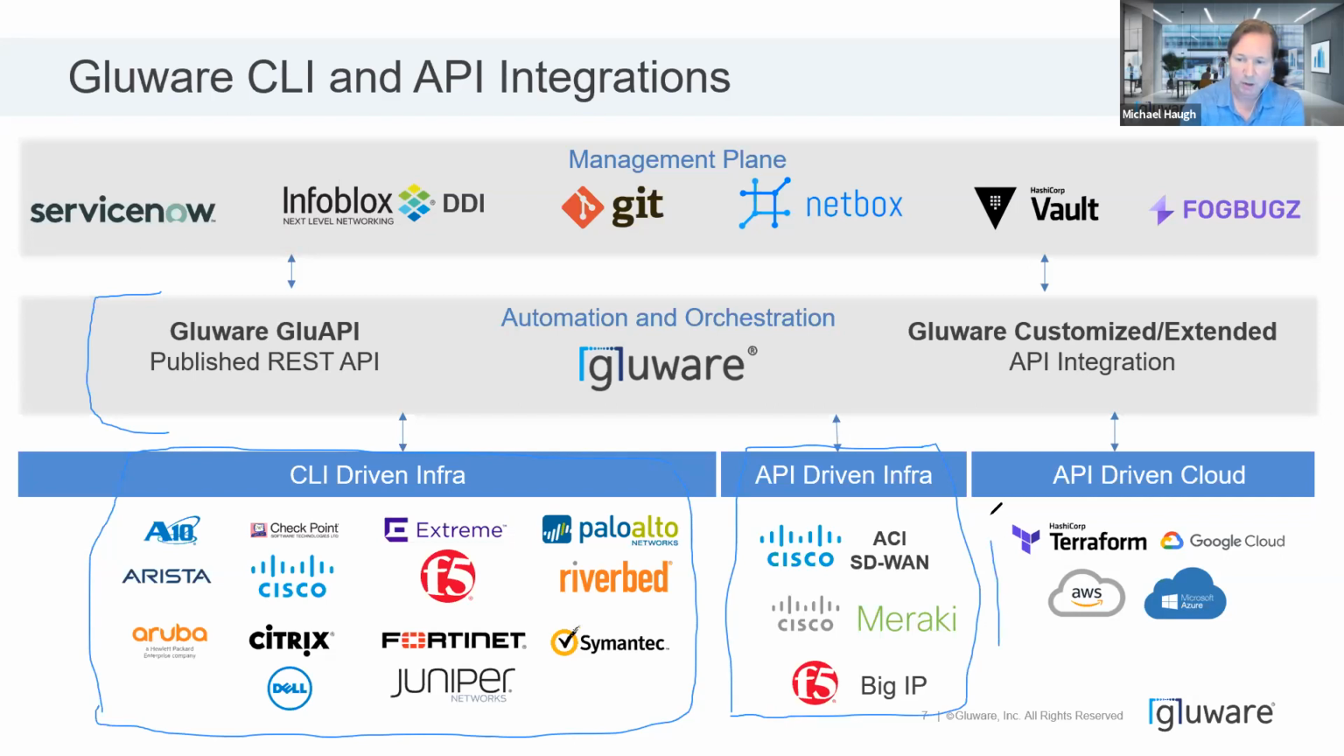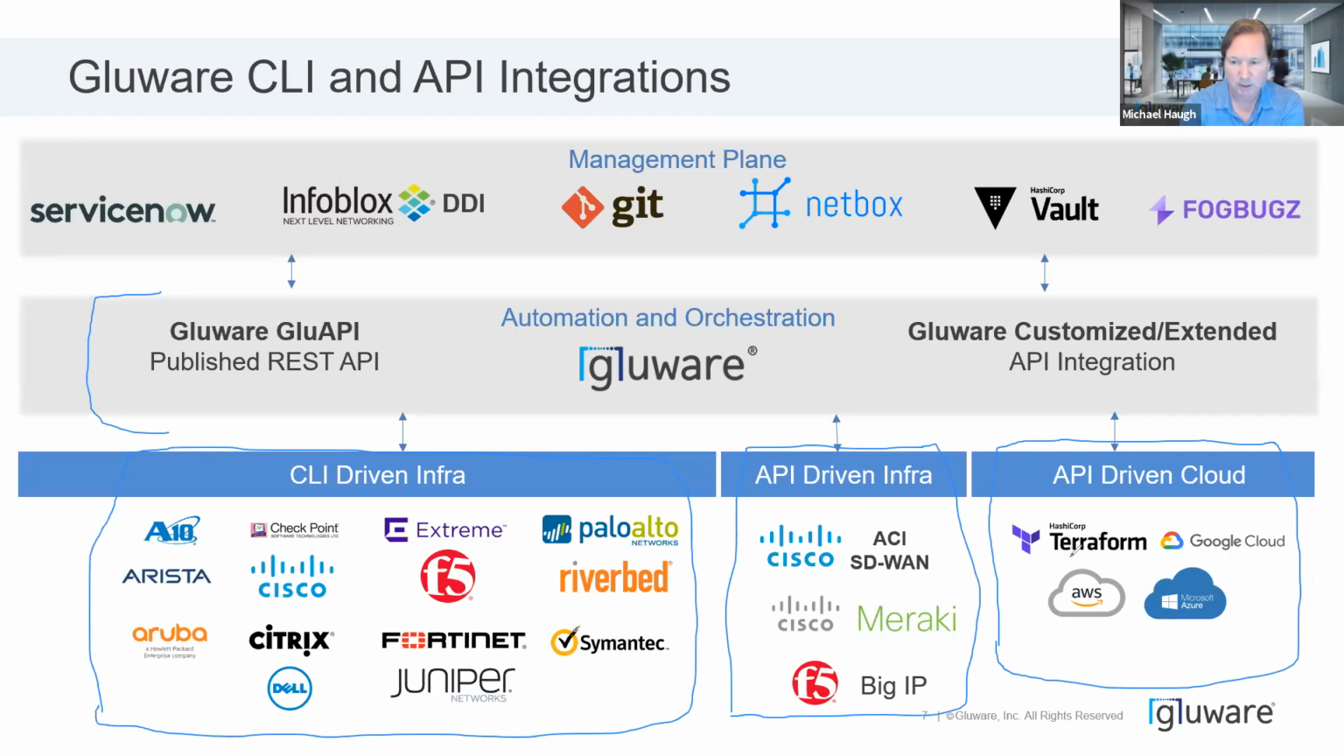And then if you followed Gluware at all, in Gluware 4.0, which we announced in December of last year, we announced our support for multi-cloud. So we have been automating cloud for quite a long time using native API calls that were more like one-off or custom implementations. We now have productized and onboarded HashiCorp's Terraform.